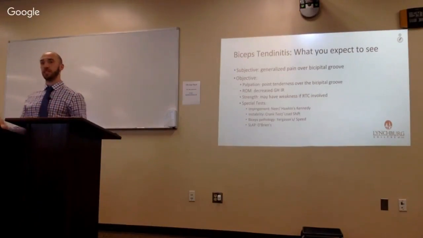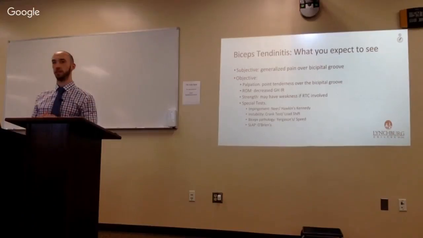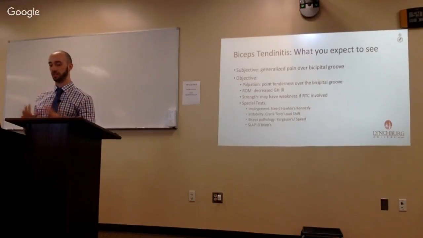So what you would expect to see in your exam room is the subjective report of generalized pain over the bicipital groove. Objectively, you would see palpation exam revealing point tenderness over the bicipital groove. You may see decreased glenohumeral internal rotation. You may have reduced strength due to rotator cuff involvement. And special tests, you would just test for the same things that we just talked about: impingement, rotator cuff, or biceps pathology type things.